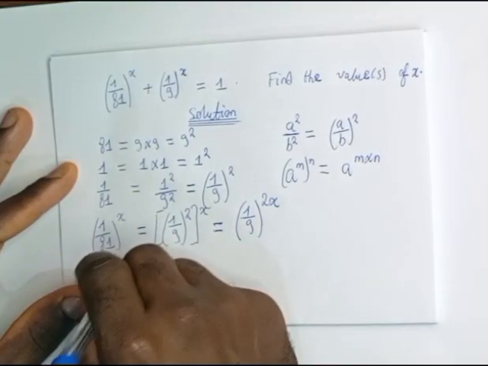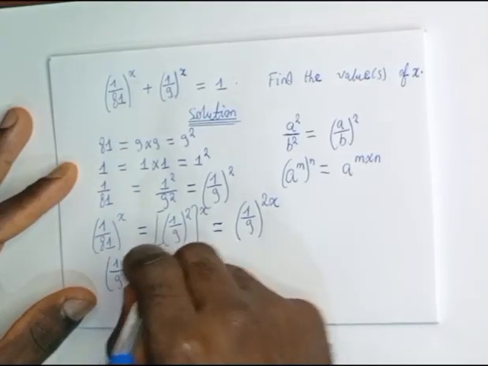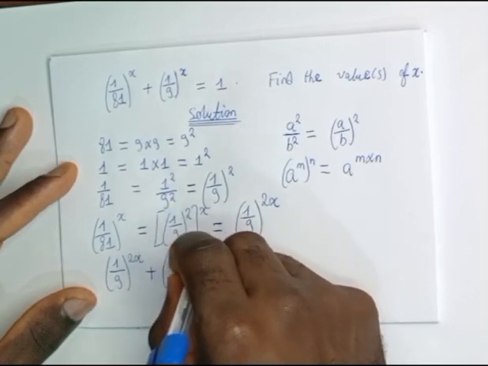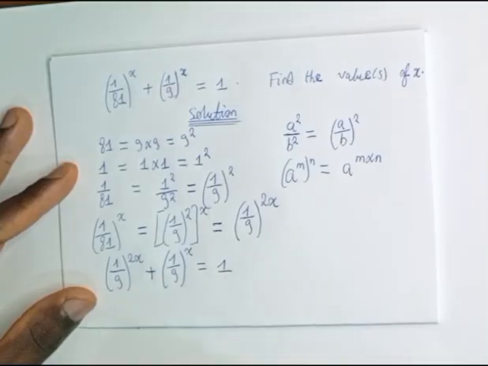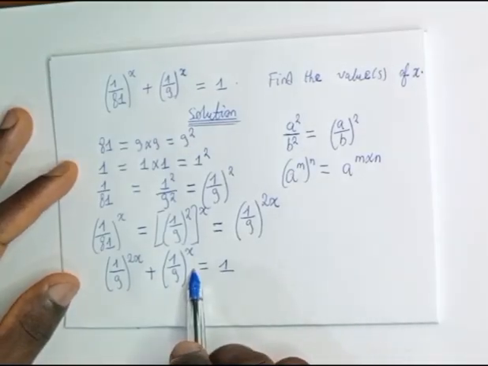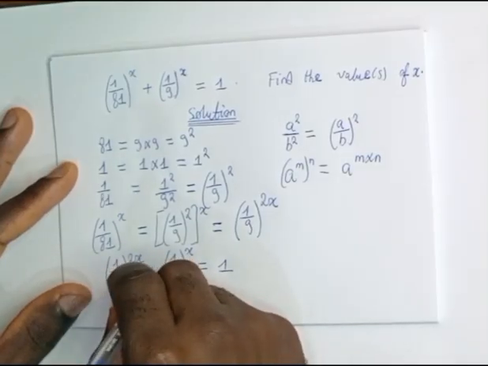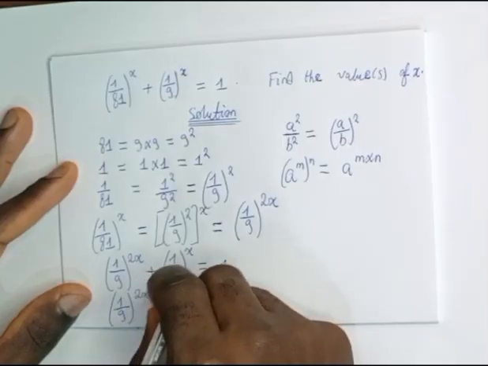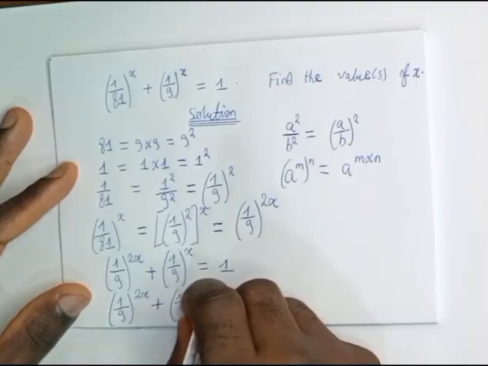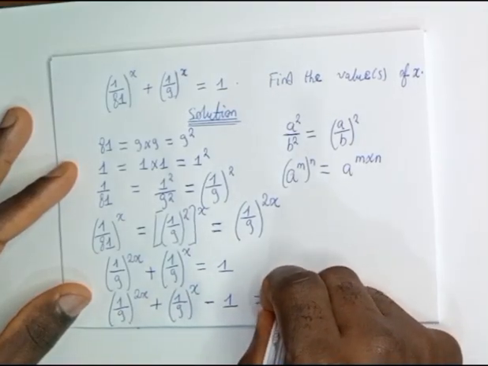So this gives us 1 over 9 raised to the power 2x plus 1 over 9 raised to the power x is equal to 1. Next, we are going to transfer the constant 1 to the left hand side, which becomes negative. This will give us 1 over 9, all this raised to the power 2x plus 1 on 9 raised to the power x minus 1 is equal to 0.